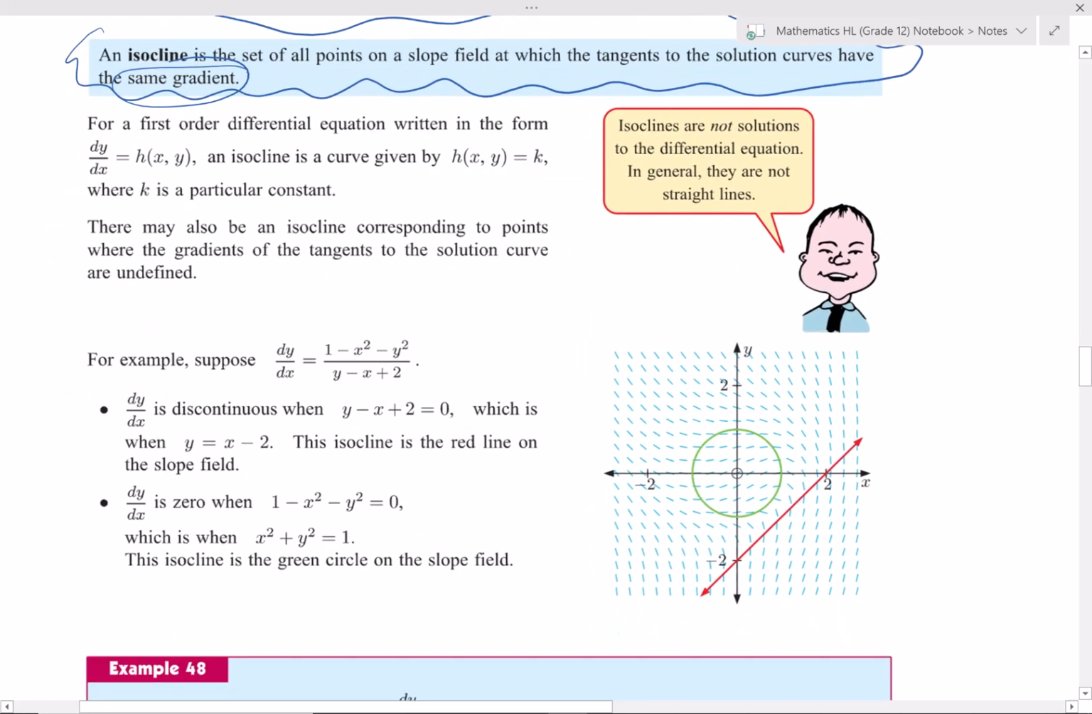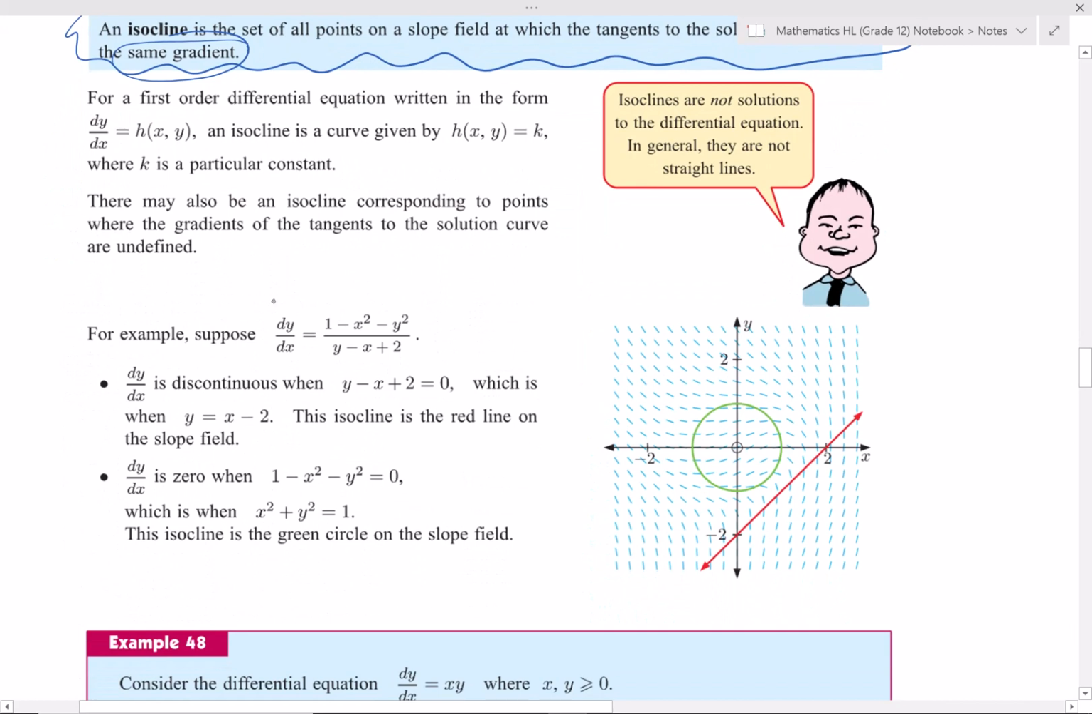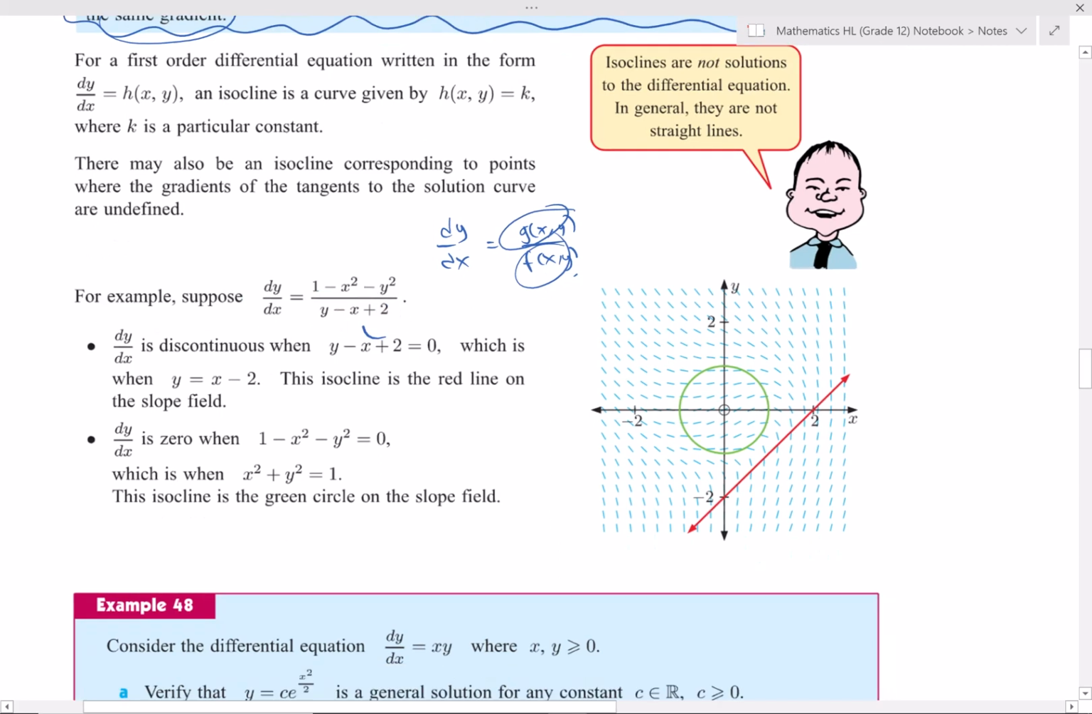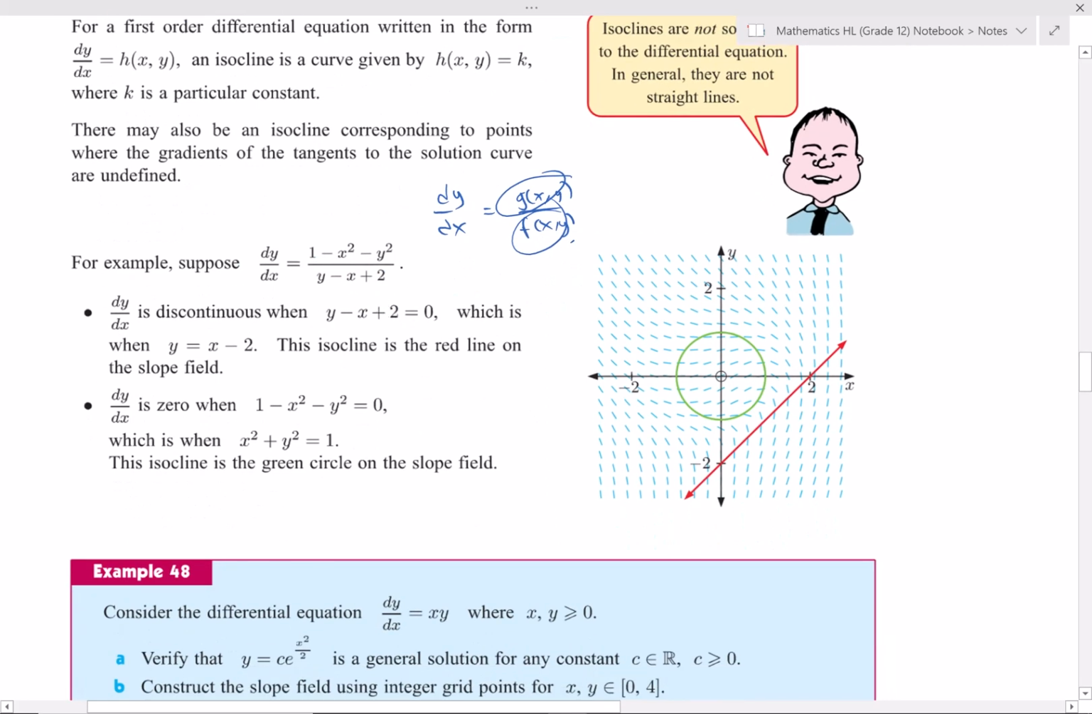Usually it might be a line or a curve or something, anywhere where they always have the same gradient. So for example, here's a kind of complicated differential equation, right? You can see it's in the form g of x y over f of x y, because this is a function of x and y, and this is a function of x and y, hence g of x y, f of x y, right? They already created the slope field. What we notice is that anytime the denominator is 0, you would have an undefined function. And so there's going to be an isoline whenever this equals 0, right?